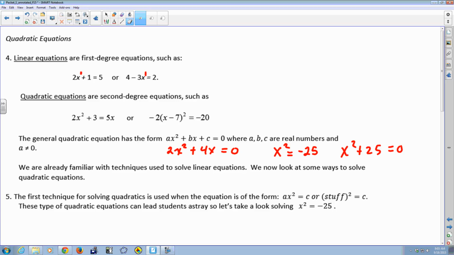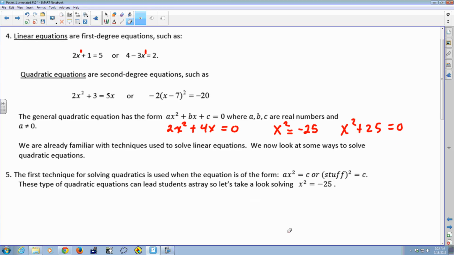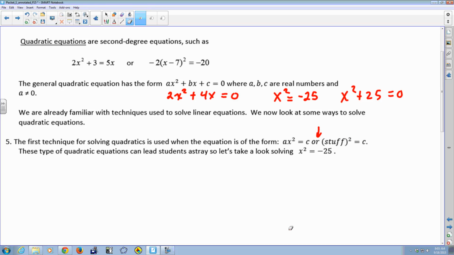So let's take a look at some of the techniques. Now, what does that say? Oh, I see, or. Okay. The first technique is when the B coefficient is equal to 0. So these types of equations are where B equals 0. You might see something like this.